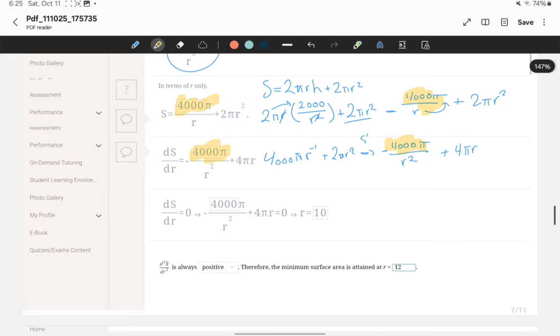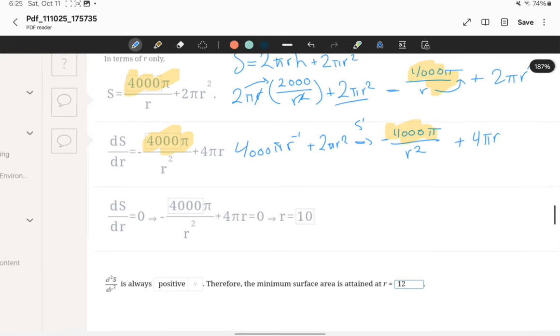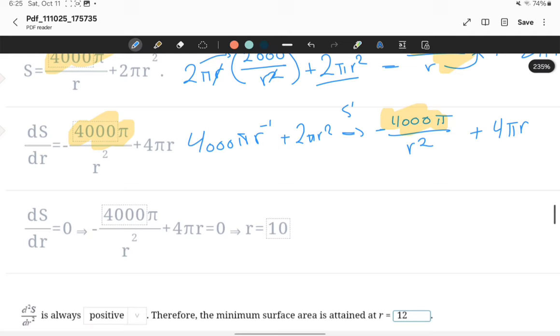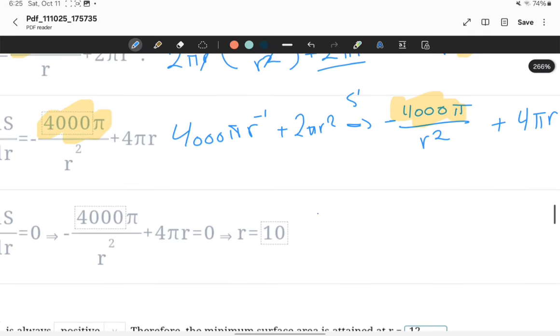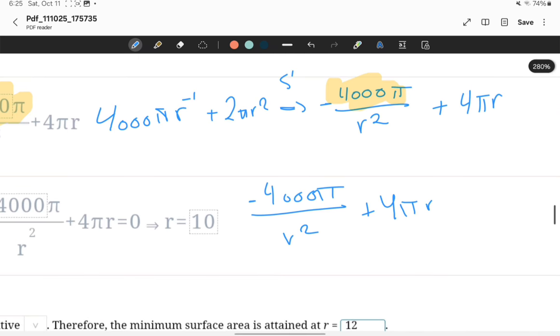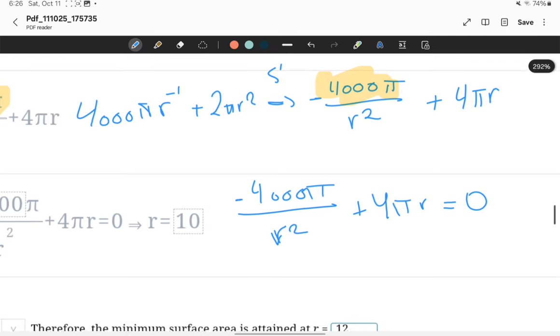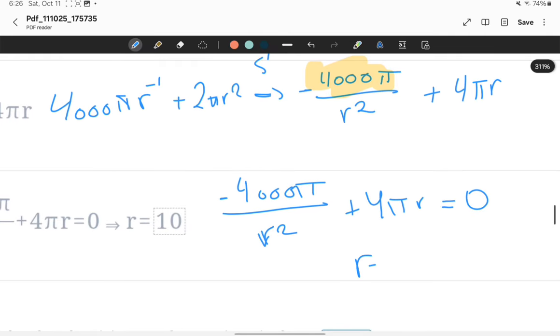Now part D, they want you to equate this to 0 and shift solve, basically is what they want. So you just take the part we got from here, minus 4000 pi over r squared plus 4 pi r equals to 0. Shift solve on the calculator, you get r is 10.